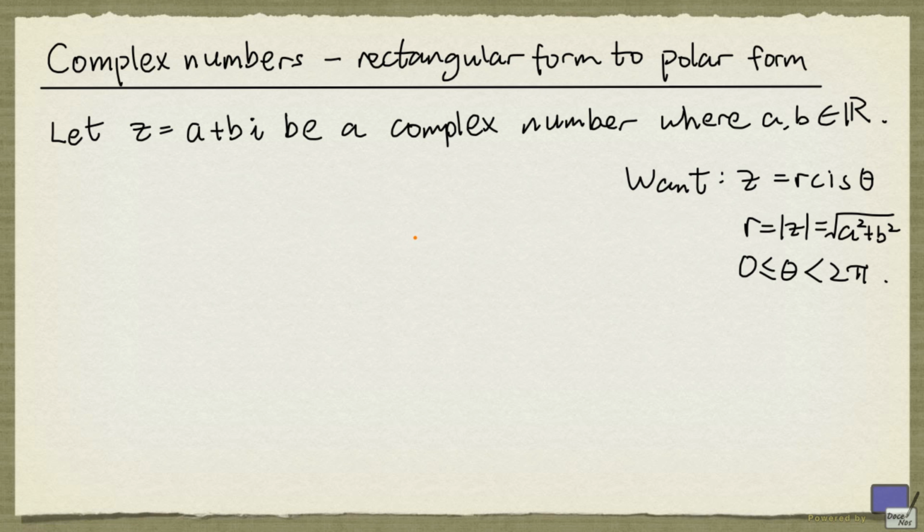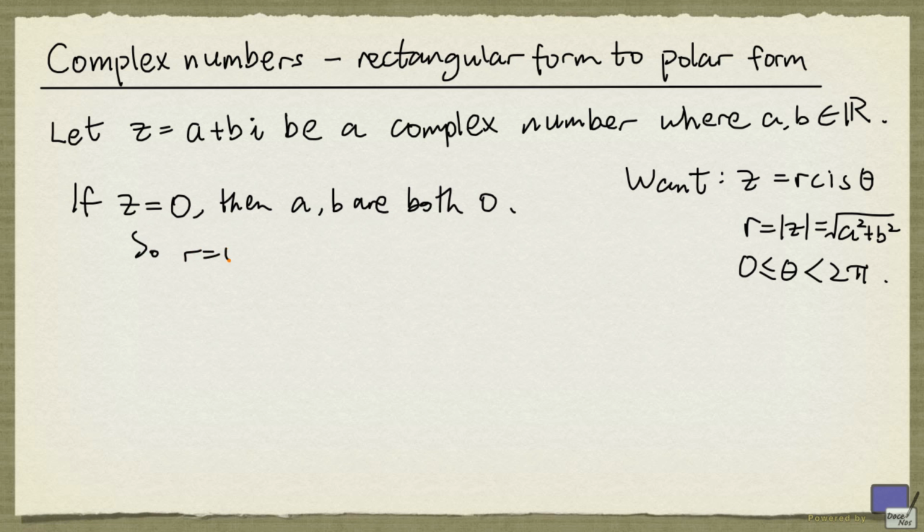Let's first take care of a few special cases. If z is 0, then both a and b are 0. In this case, r will be 0. Now 0 times whatever is again 0, so there's no restriction on what theta must be. But by convention, we are going to choose theta equal to 0.